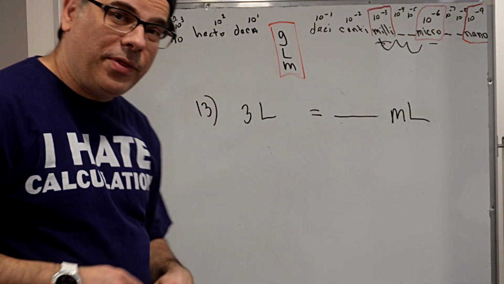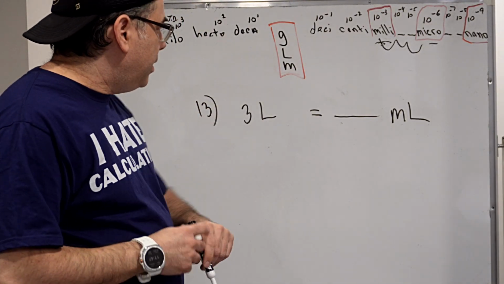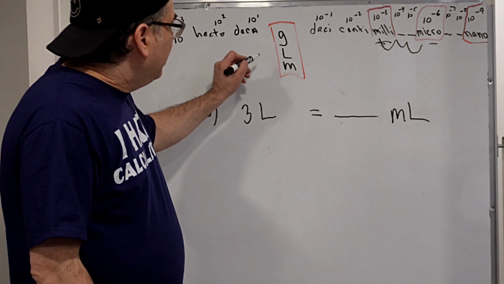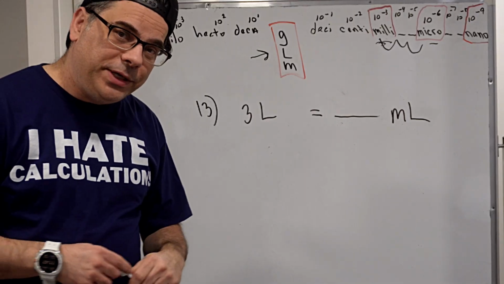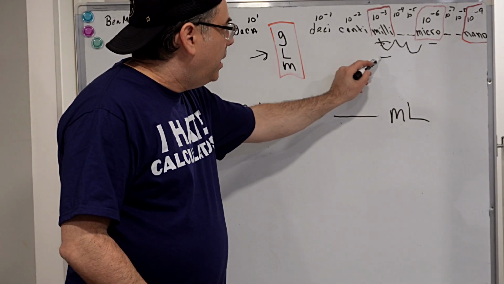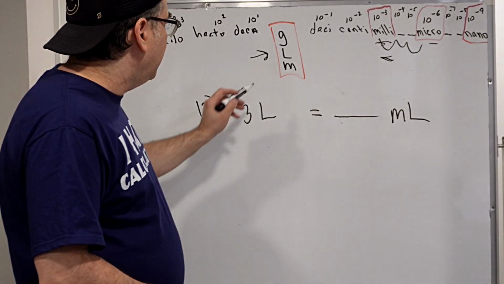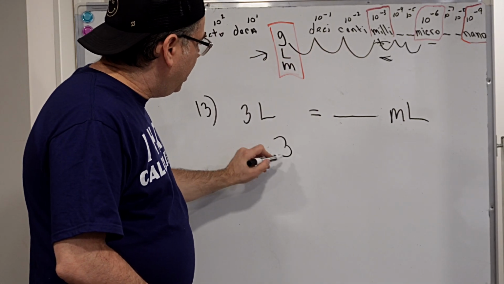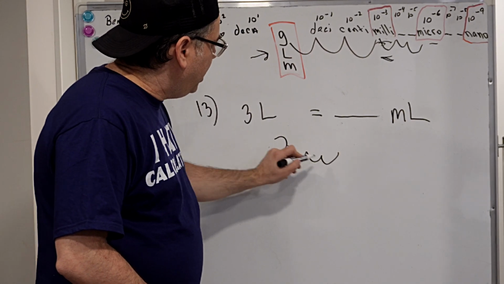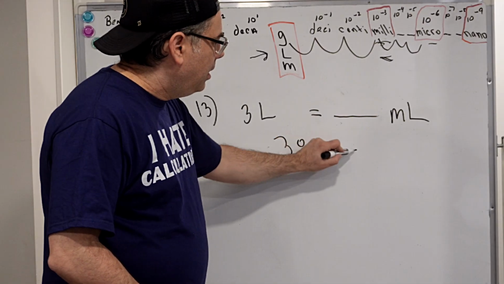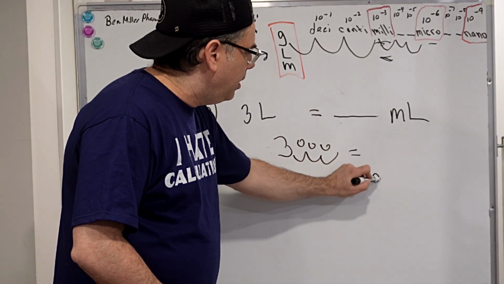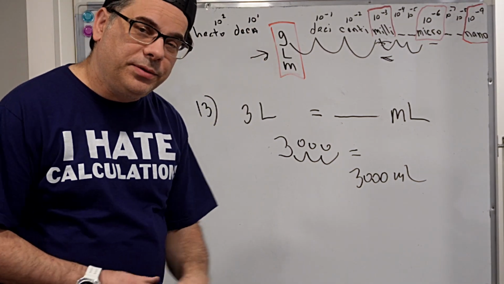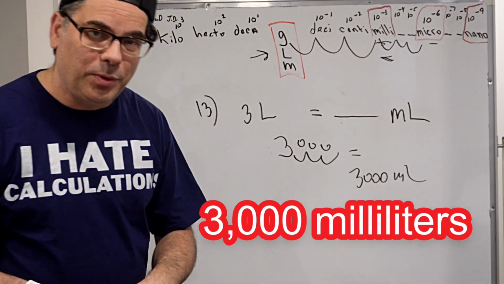Okay, question number 13. We have 3 liters and we want to know how many milliliters it is. Again, where are we starting? Liters is one of the base units when you're measuring a liquid. Milliliter is over here, 10 to the negative 3. So we go 1, 2, 3. Add in the zeros, and you have 3,000 milliliters. So 3 liters is equal to 3,000 milliliters. Just move that decimal point.